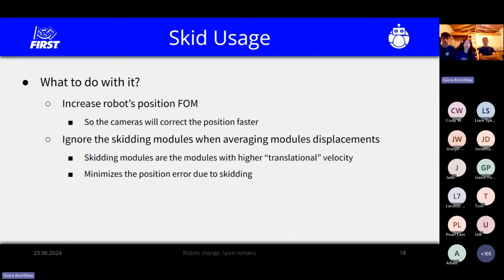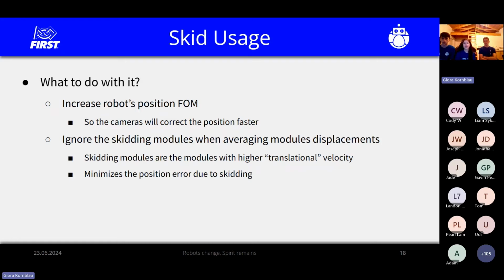We also ignore the skidding modules when averaging their displacements. As I said before in the odometry slides, we average everything and everything gets the same weight. So when we're skidding, we want to ignore the skidding modules because they give us false information. The skidding modules will be the ones that are spinning faster, because they are the ones that have lost traction with the carpet and are not showing us the real behavior of the robot on the field.